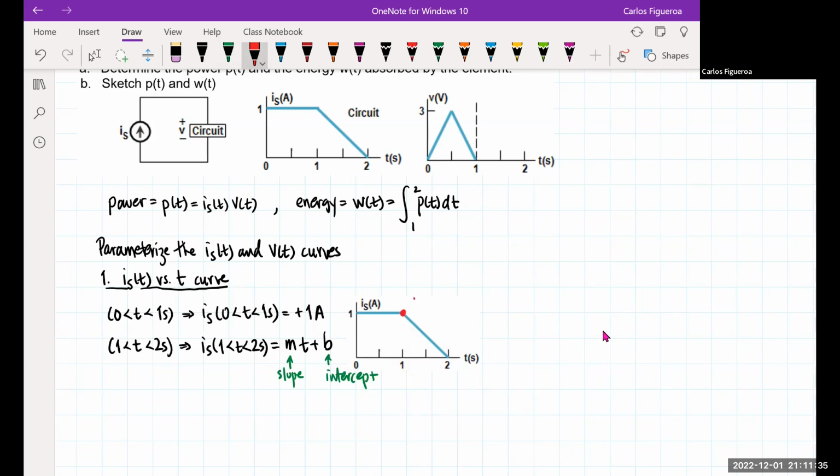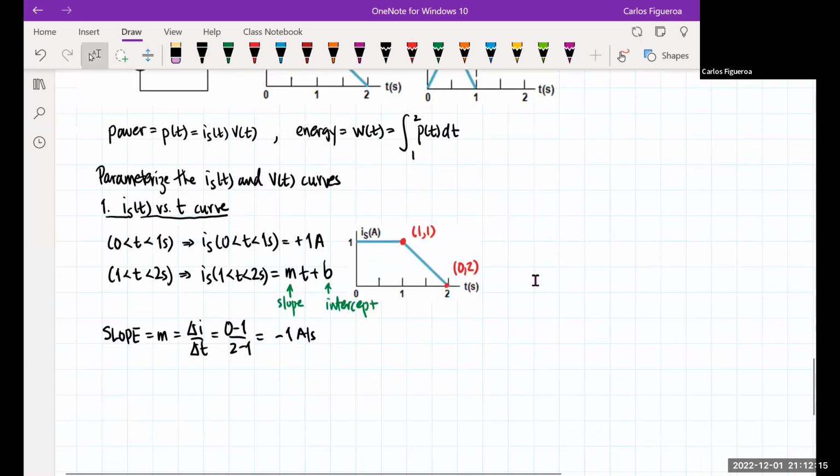One is right here, which will be at 1 second, it's 1 amp. And at 2 seconds, it's 0 amps at this point right there. So let's look at that. So if I look at the slope, which is m, that means I can calculate this by looking at the slope between these 2 points here. So if I put in my numbers, I get a -1 amp per second slope. So I now know what my slope is.